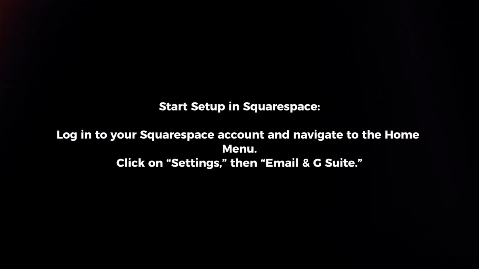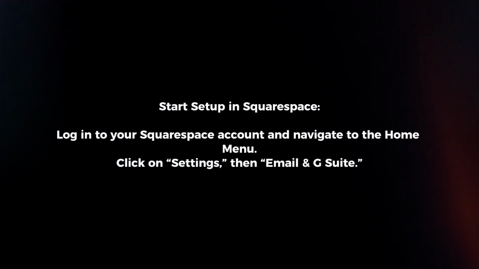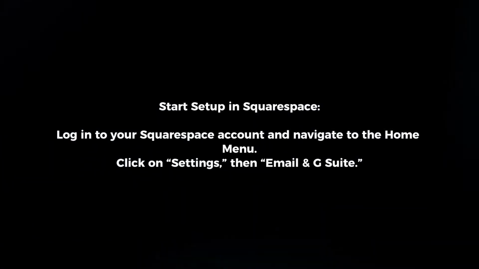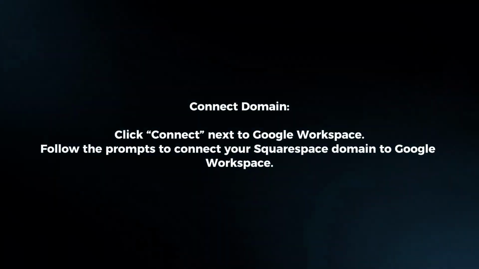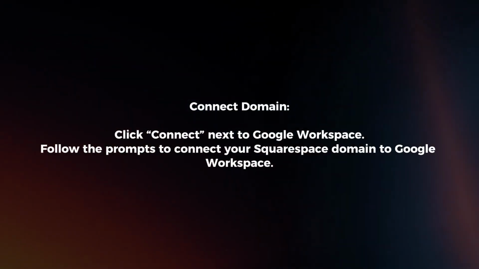Start setup in Squarespace. Log into your Squarespace account and navigate to the home menu. Click on Settings, then Email and G Suite. Connect domain. Click Connect next to Google Workspace. Follow the prompts to connect your Workspace domain to Google Workspace.